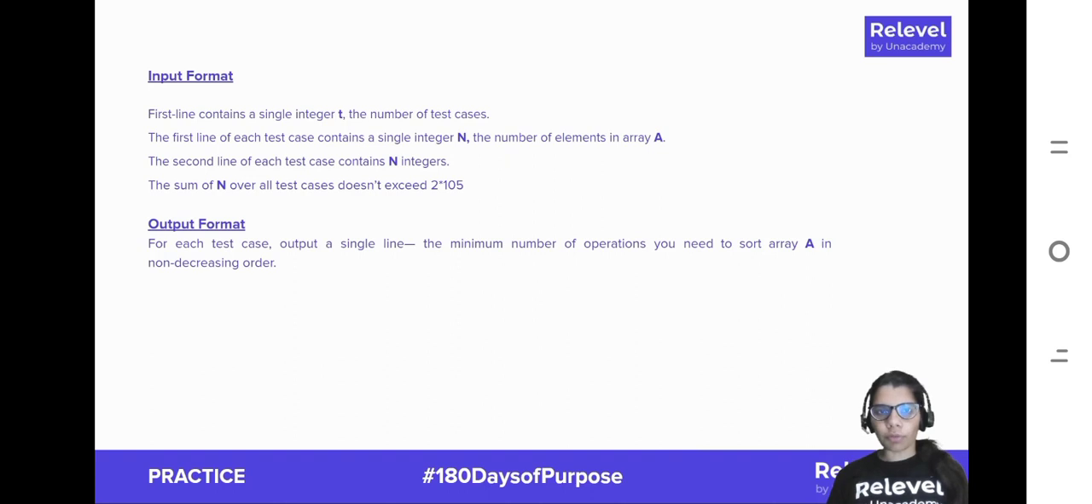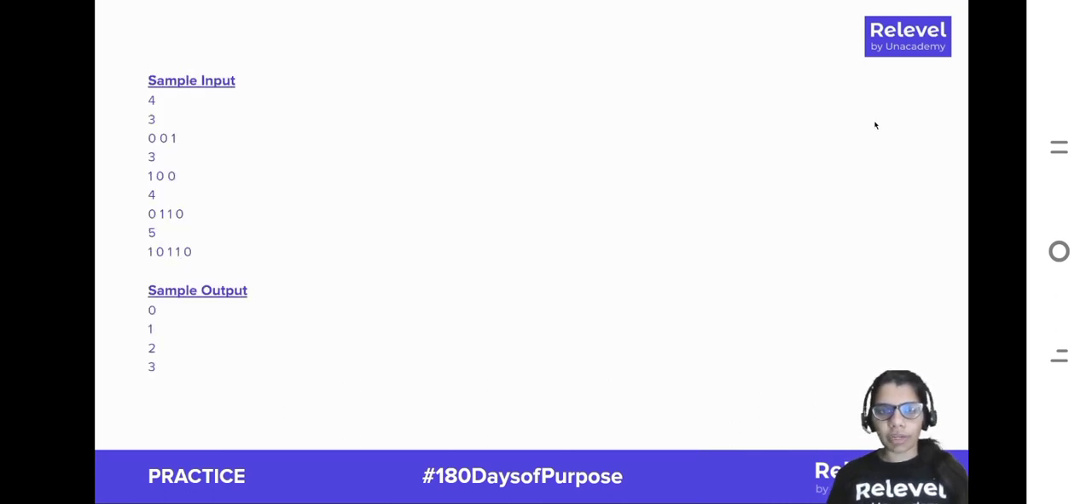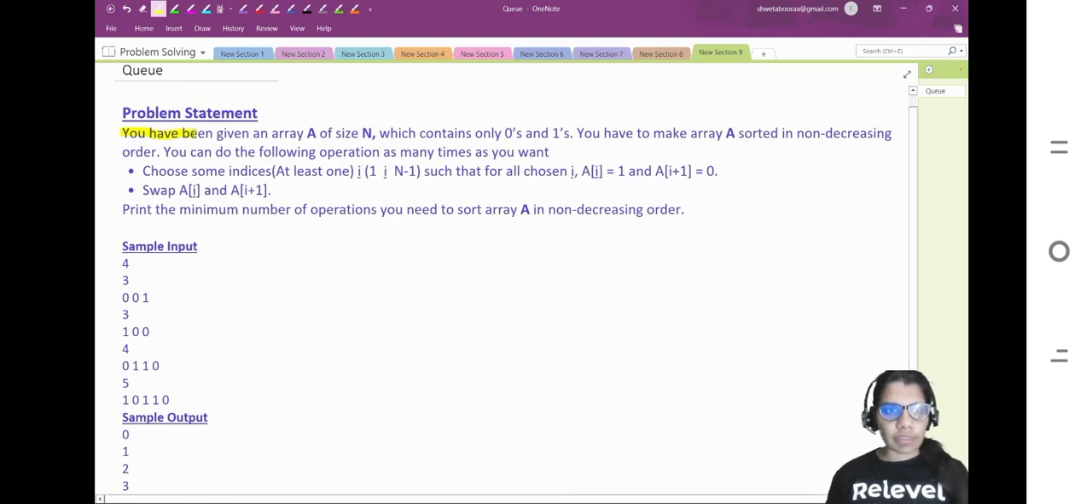Now the output format is that for each test case you would need to print a single line consisting of the minimum number of operations that you need to sort array A in non-decreasing order. Here a sample input and sample output is given to you. Let's just see over this sample input how we can solve this particular problem. Here the problem statement says you are given an array of size n which has only 0 and 1.